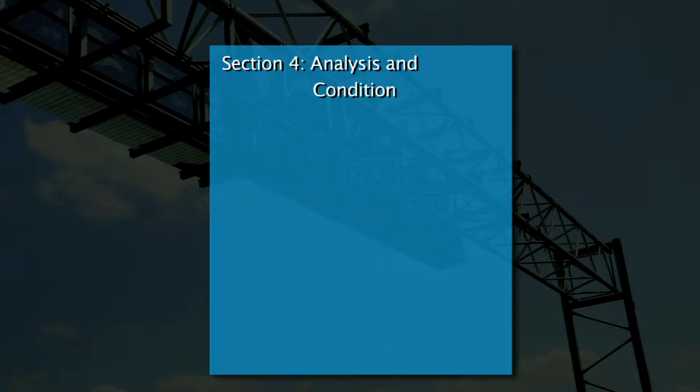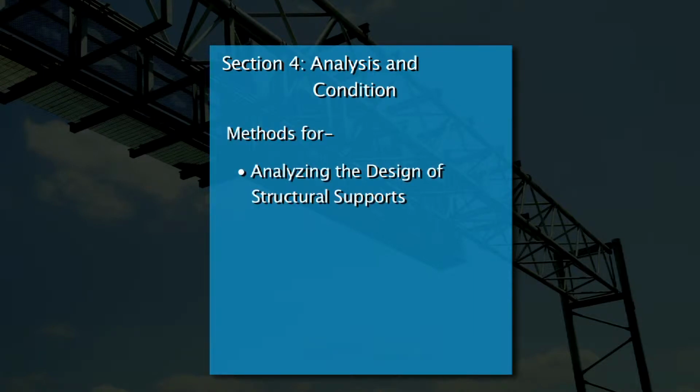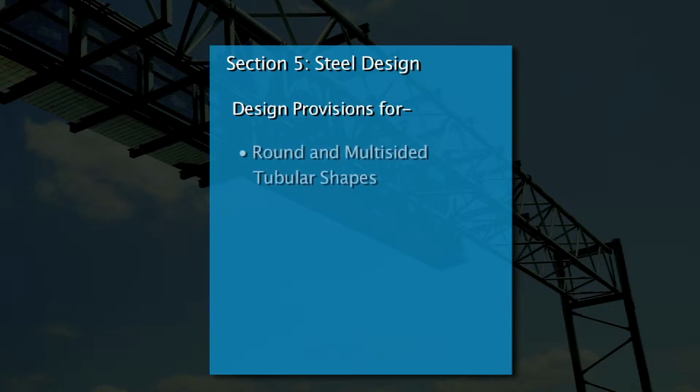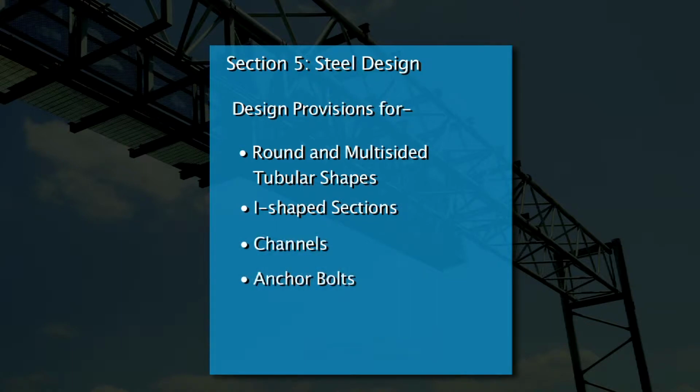Section 4, titled Analysis and Condition, describes methods for analyzing the design of structural supports. Section 5, titled Steel Design, specifies design provisions for structural supports made of steel, including round and multi-sided tubular shapes, I-shaped sections, channels, and anchor bolts.